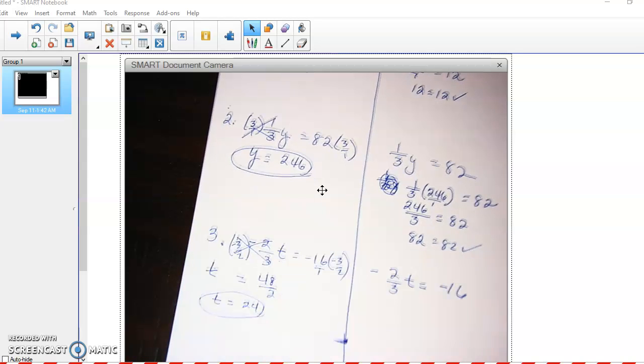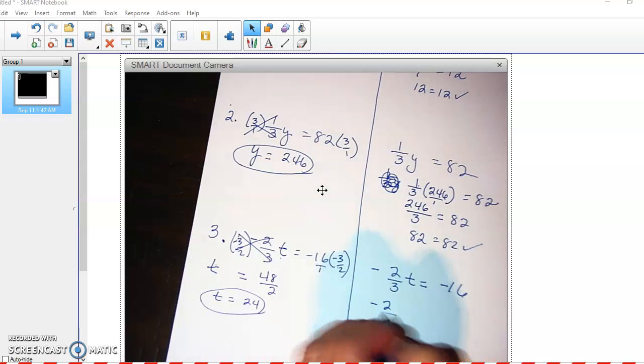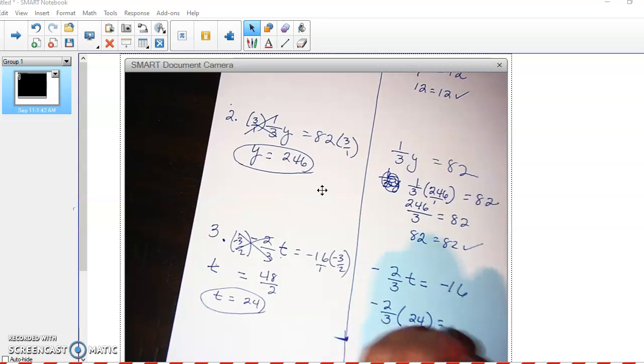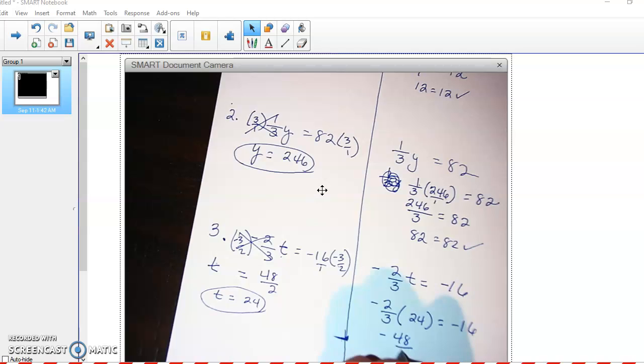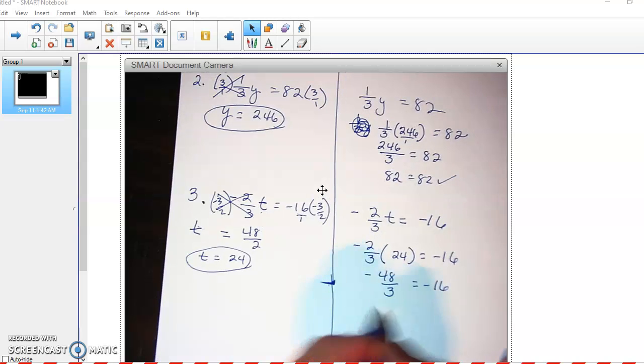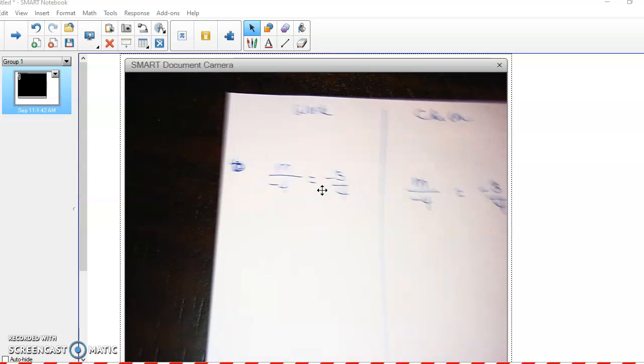Let's substitute it in and check it. This is negative 48 over 3, so it's negative 16. Negative 48 divided by 3 is negative 16 equals negative 16. Okay, let's check the back side. There's one more to practice.